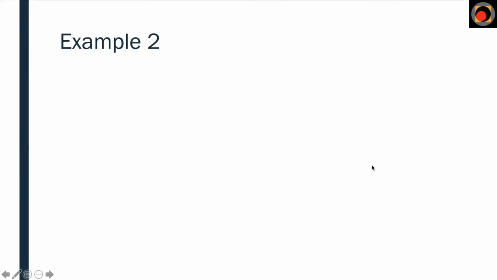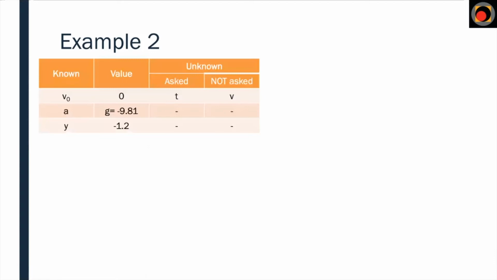Okay, so once we have our sketch and we have our frame of reference, we can begin with the chart. The chart will tell us what we have and what we don't have. Okay, we have the initial velocity 0. We have the acceleration minus 9.81 because it is moving because of gravity. Remember, this value is the same regardless of the mass of the object. And then we also know that the position on y, the height, is minus 1.2, 1.2 below the original position. Then the unknowns: we have the time, which is what is being asked, and the velocity, which is not asked.